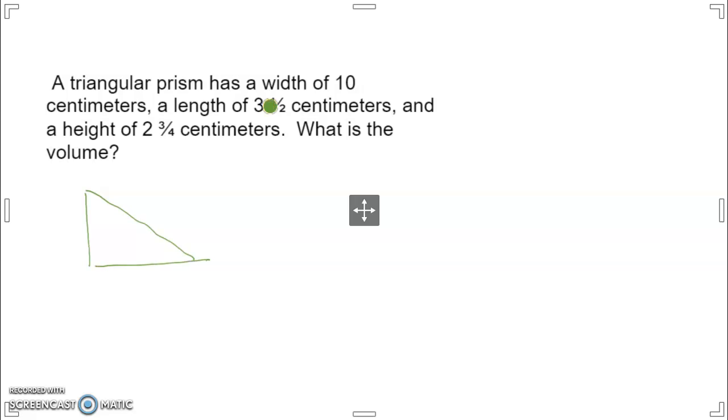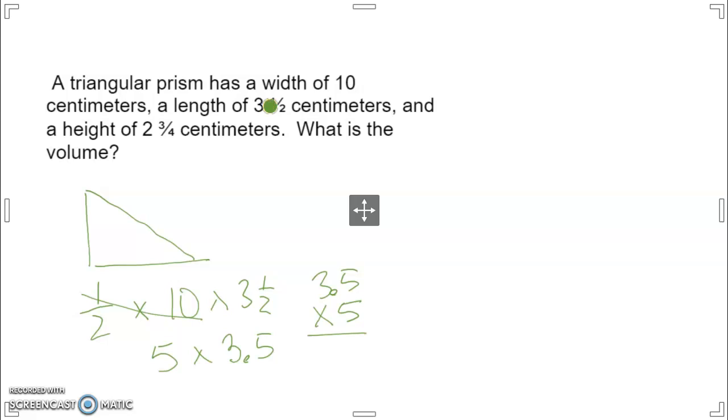So I'm going to do 1/2 times 10 times 3 1/2. A 1/2 times 10 is going to be 5, and I'm going to go ahead and change 3 1/2 into a decimal. 3.5 times 5. 5 times 5 is 25, carry that 2. 3 times 5 is 15, plus a 2 is 17. So I have 17.5 centimeters squared. So that's just the area of the triangle.